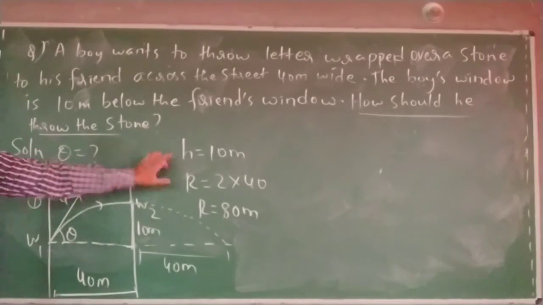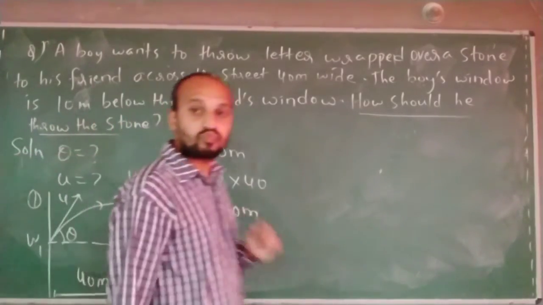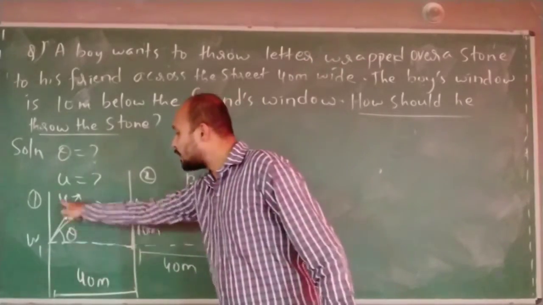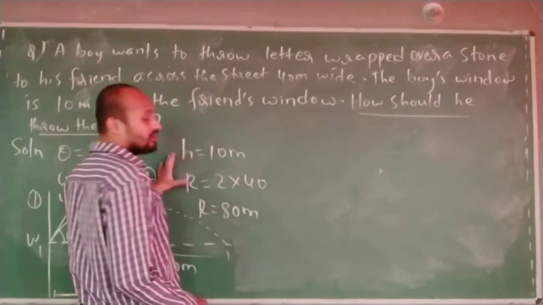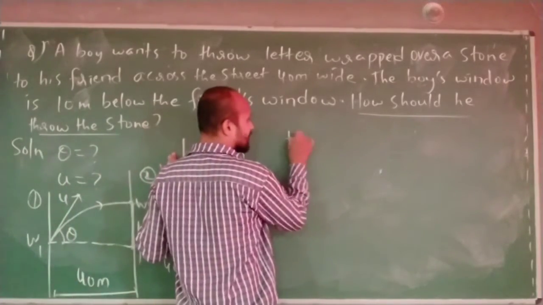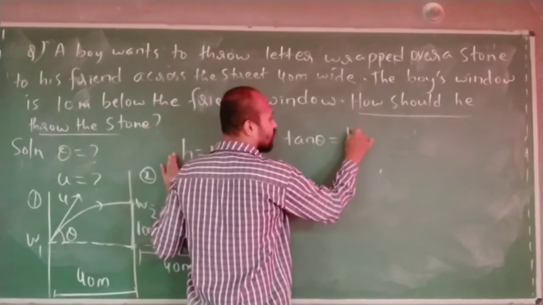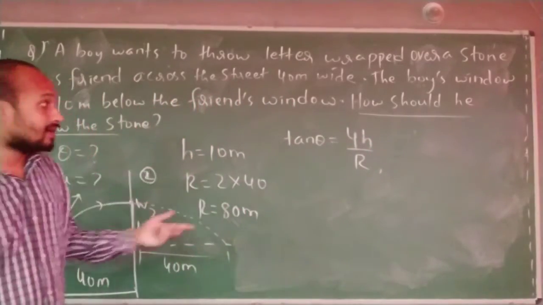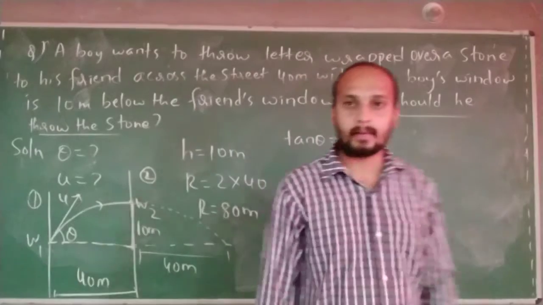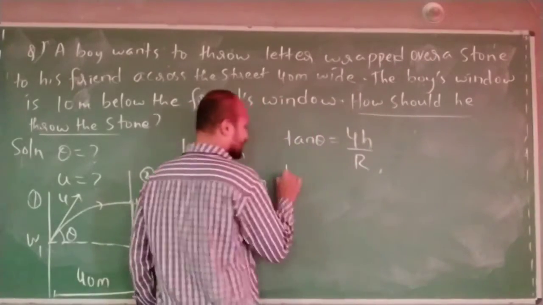Now I know the height and I know the maximum range of this projectile. Our target is to find u and theta. See here, I have given you one relation: tan theta is equal to 4h by R. Yes or no? Do you remember? Tan theta is equal to 4h by R. From this relation, I will find theta.